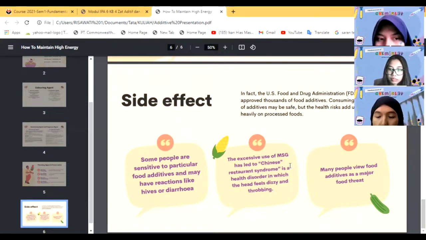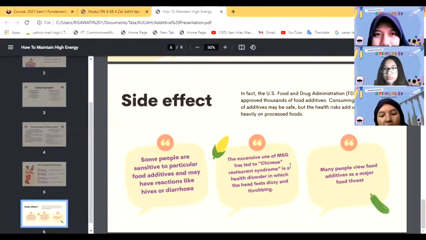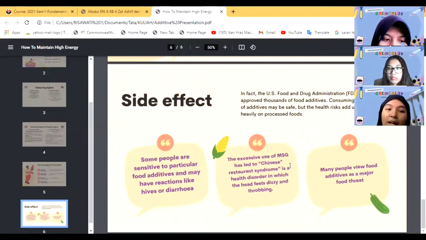And third, many people view food additives as a major food threat, as the majority of preservatives used today are artificial rather than natural. Several of them are toxic and several others have potential life-threatening side effects. So it is best to know what kind of additive is entering your body.